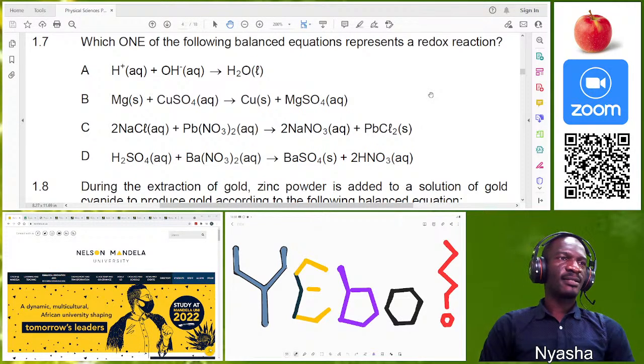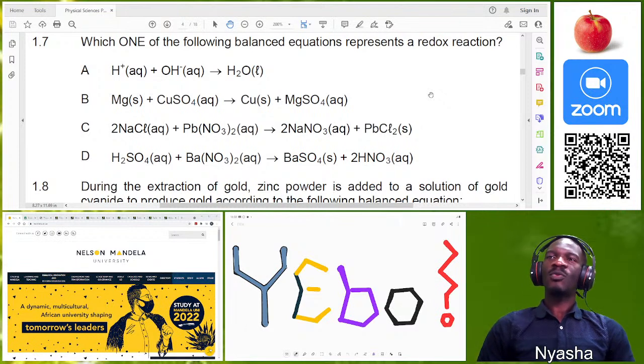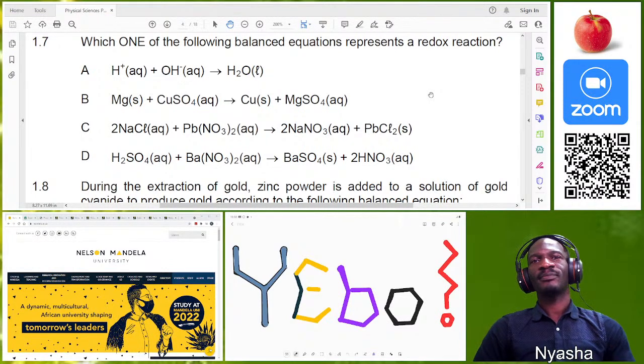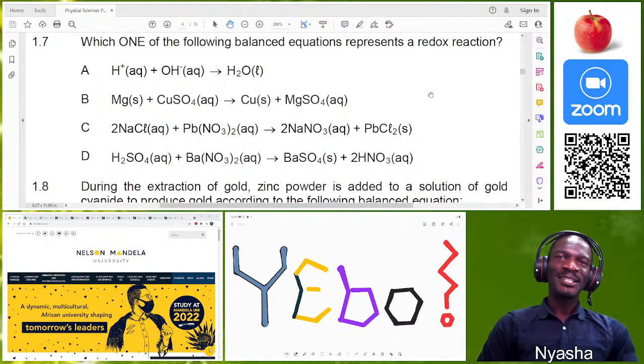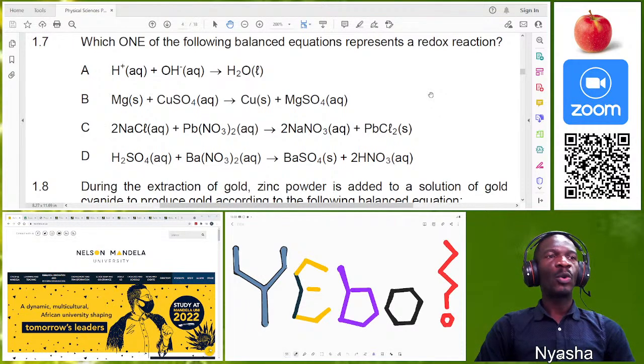So the question is, what should I investigate? What should I identify? What should I look for? Which parameter or which quantity can indicate whether or not a reaction is redox? So redox is what? Reduction, oxidation. So you have both taking place in this question. There we are, our redox question.